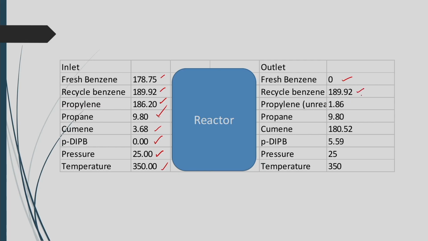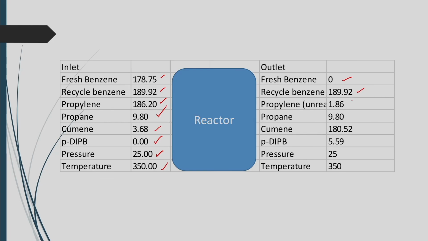And you will see that as per the reaction stoichiometry and the conversion, the unreacted benzene coming out from the reactor will be 189.92 kilomoles, and propylene also will be unreacted, 1.86, and propane, 9.80, which is coming along with the propylene. Cumene after production is 180.52 kilomoles, and a small amount of byproducts will come out from the reactor at a temperature of 305 degrees Celsius.